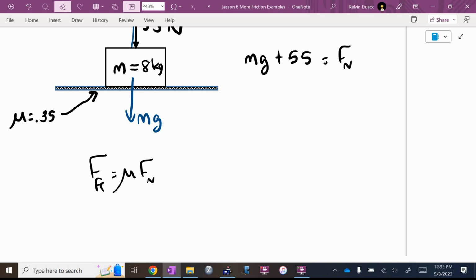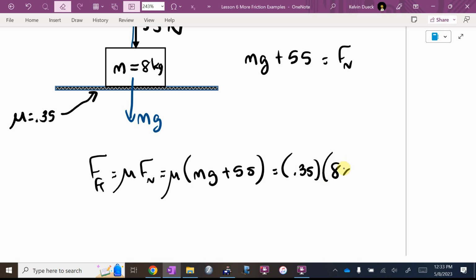You know what the normal force is equal to? mg plus 55. So wherever I see Fn, what can I replace it with? mg plus 55. So in this equation down here, there's going to be a mu, and then in brackets, mg plus 55. Because friction is still mu times the whole normal force. What's mu? I don't know what's mu with you. Still 0.35. And then it's going to be 8 times 9.8 plus 55.